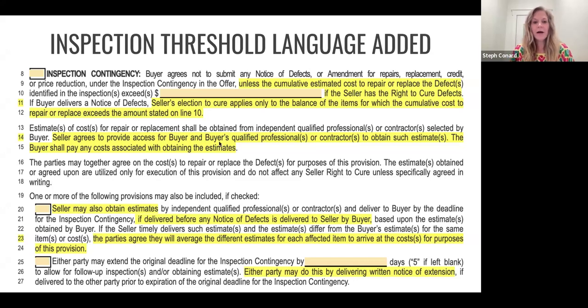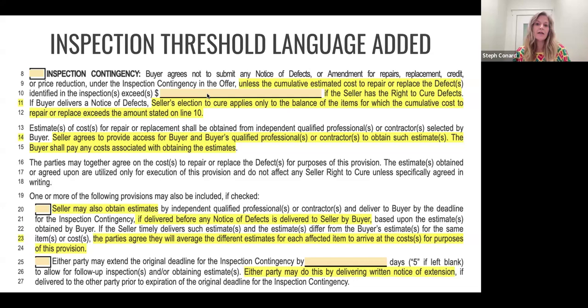So, starting at line 8, buyer agrees not to submit any notice of defects or amendment for repairs, replacement, credit, or price reduction under the inspection contingency in the offer unless the cumulative estimated cost to repair or replace the defects identified in the inspection exceeds blank, if the seller has the right to cure the defects. If the buyer delivers a notice of defects, seller's election to cure applies only to the balance of the items for which the cumulative cost to repair or replace exceeds the amount stated on line 10. So this is the threshold language.